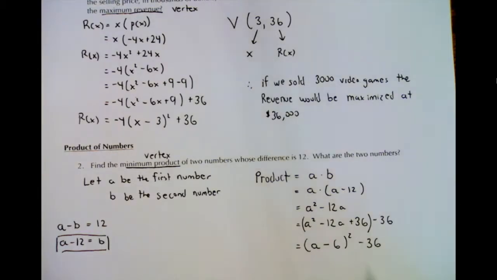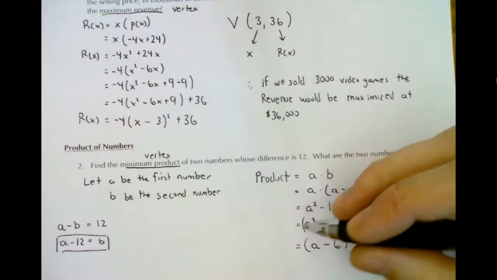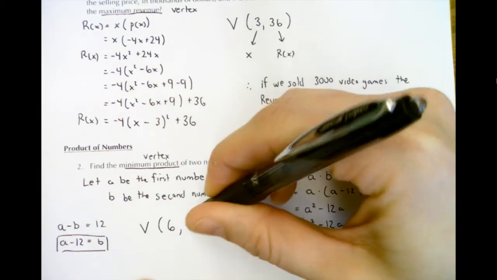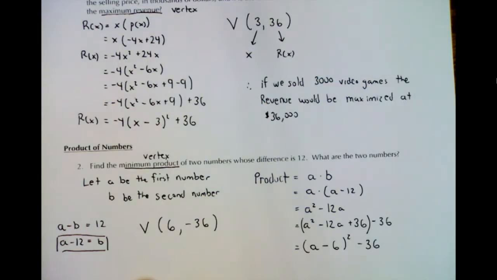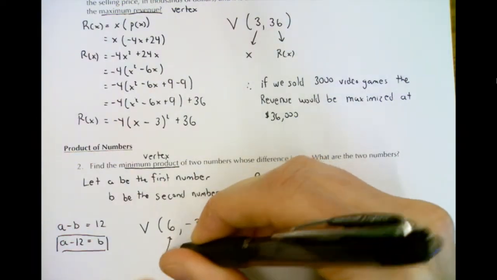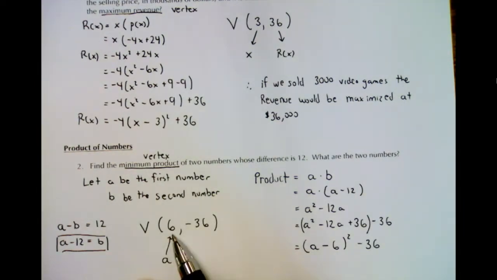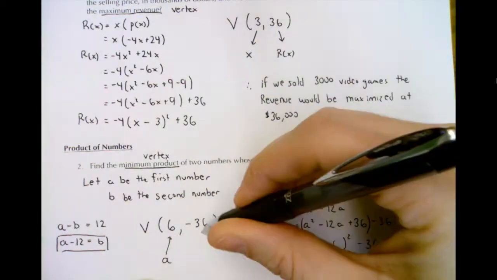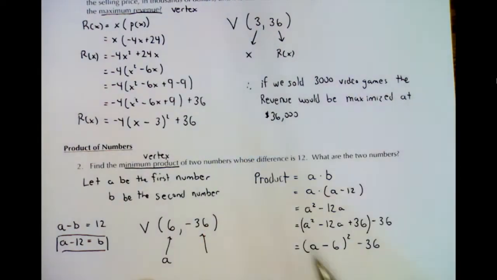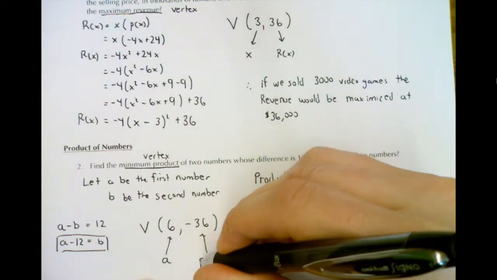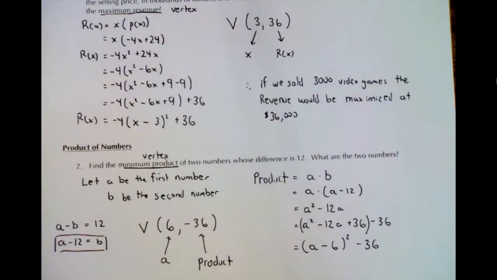So let's look at what our two numbers are. We've now got a vertex. Our vertex was 6, negative 36. So what did we use in our equation to find our vertex? Well, we used a. The first number is our a. So the first number that minimizes the product is 6. And negative 36 represents our y in our vertex, and in the spot of y in our equation is product. So our product is negative 36.